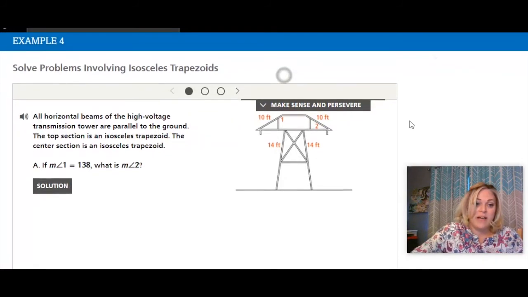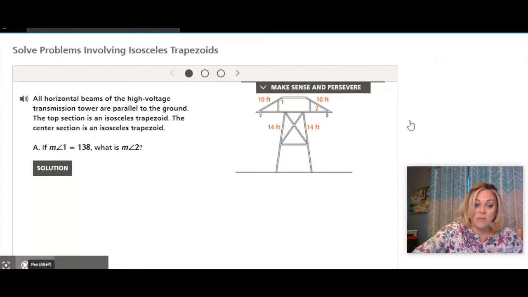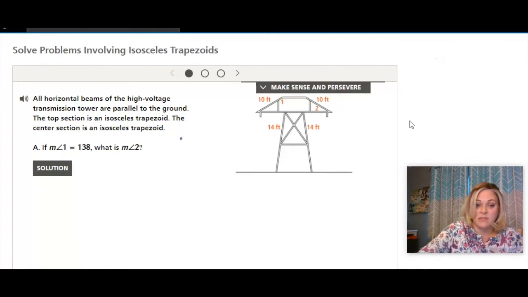All horizontal beams of a high voltage transmission tower are parallel. So all these are parallel. And if angle 1 is 138, so right there is 138, what is the measurement of angle 2? If it were me, I would simplify this drawing a lot, so basically just make a trapezoid. Since this is 10 feet, this is also 10 feet, these two sides right there. So angle 1 is 138, and I'm going to write it right above it, which means this angle over here is 138.